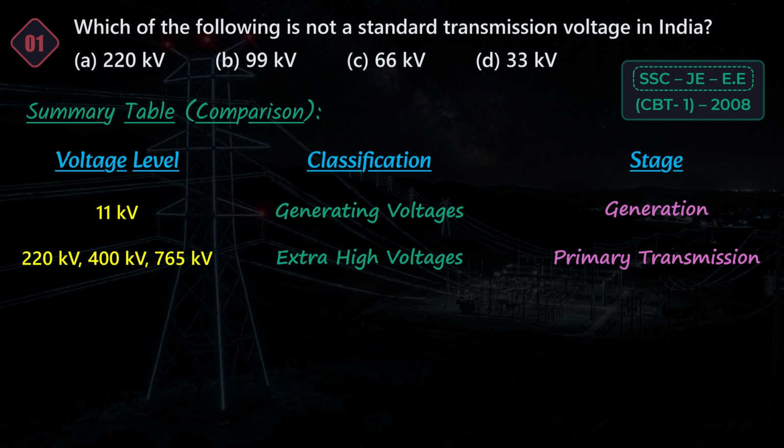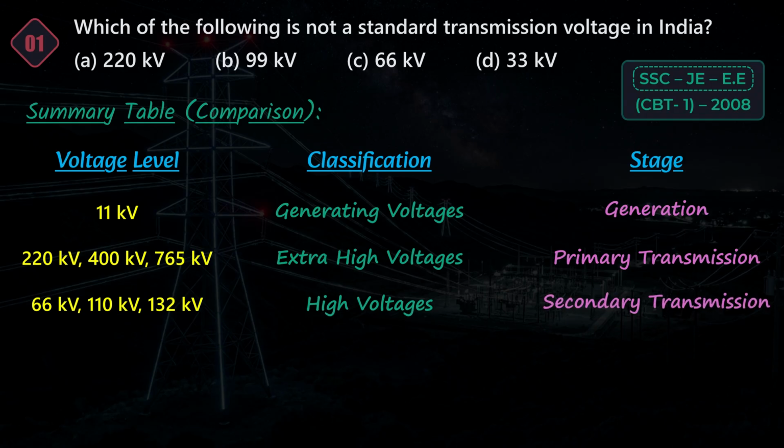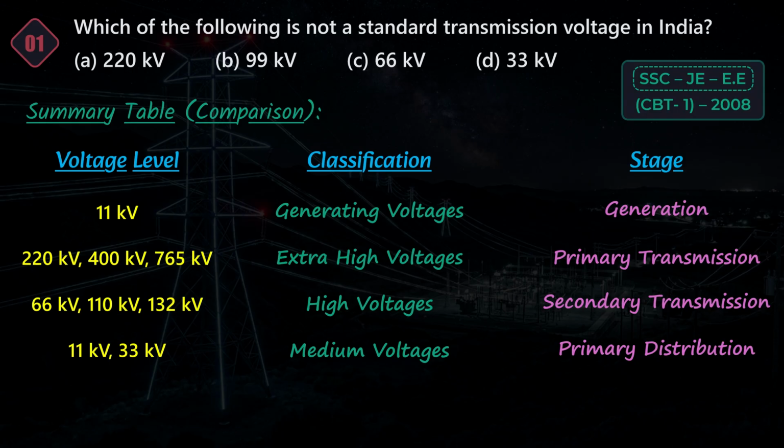As the power gets closer to the city, we step it down for safety. Then 66 kilovolt, 110 kilovolt and 132 kilovolt are high voltages we use for secondary transmission. Secondary transmission generally connects the main grid to regional or city substations. Then 11 kilovolt or 33 kilovolt are medium voltages we use for primary distribution. Primary distribution usually brings in power from a larger substation to our local area.